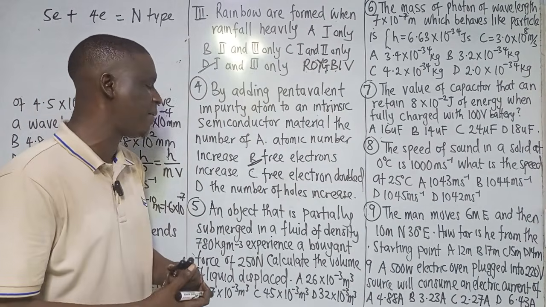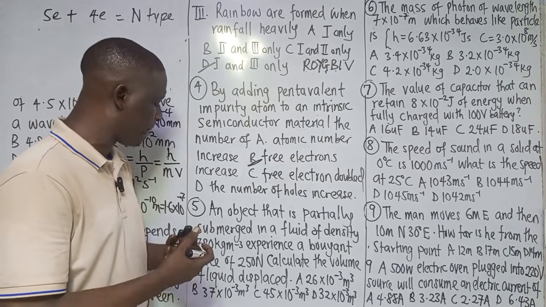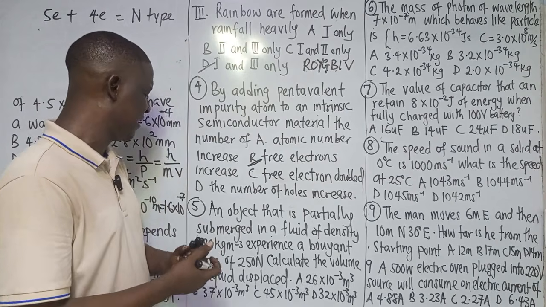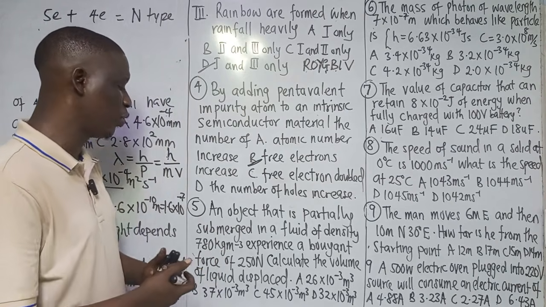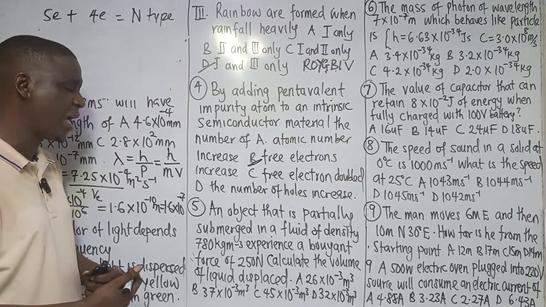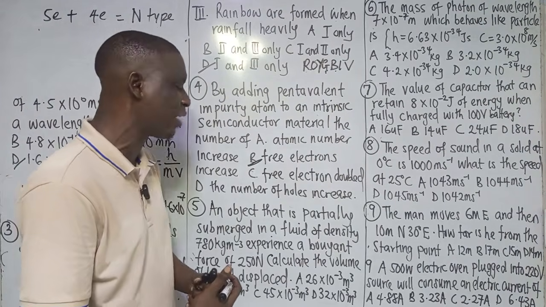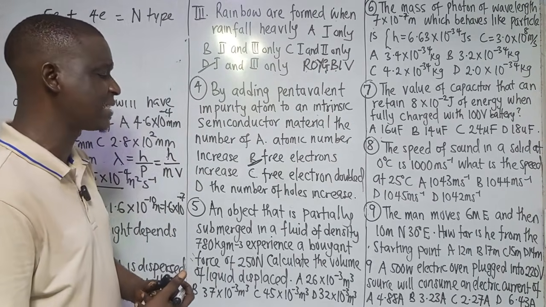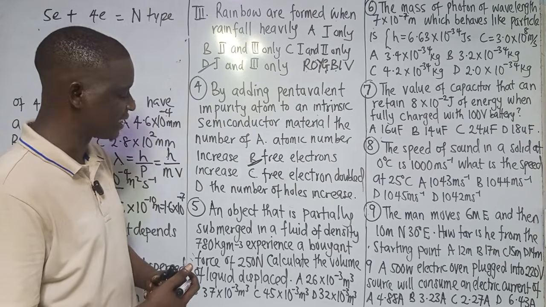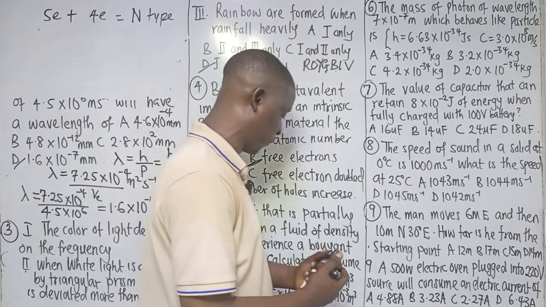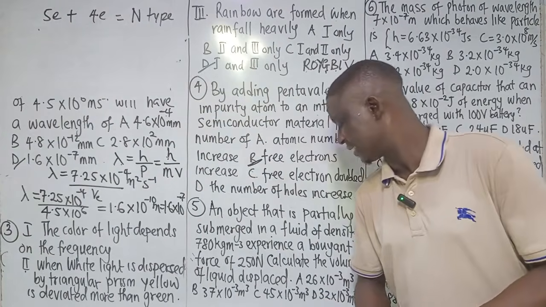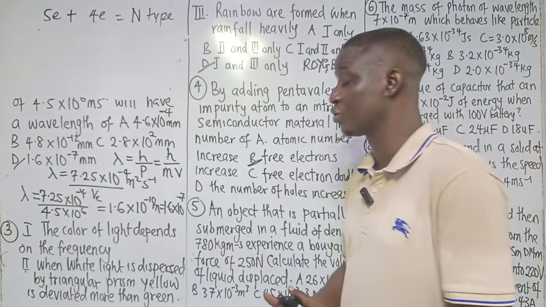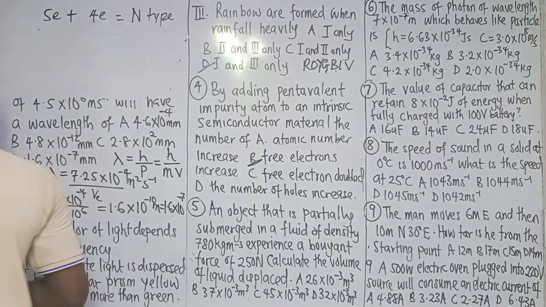Number 5 says an object that is partially submerged in fluid of density 780 kilogram per meter cube experiences a buoyant force of 250 Newton. Calculate the volume of the liquid displaced. We have A, 26 times 10 power minus 3 meter cube, B, 37 times 10 power minus 3 meter cube, C, 45 times 10 power minus 3 meter cube, and D, 32 times 10 power minus 3 meter cube. And now we play with it.